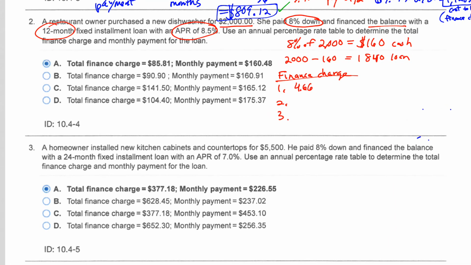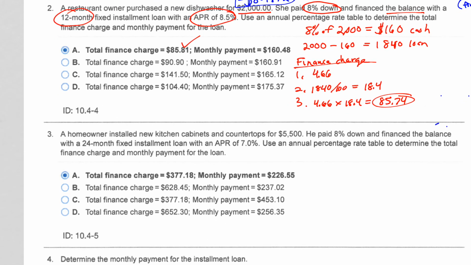Okay. Now, how many hundreds are we borrowing? It is 1840 divided by 100, which is 18.4. Then we multiply those two and we get $85.74, okay? It's not an exact match, but it's the closest one. And if we do the monthly payment formula, it's going to be a lot closer to our answer.